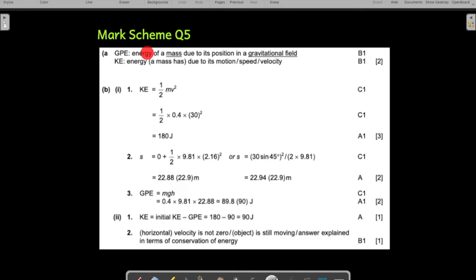Gravitational potential energy is the energy of a mass due to its position in a gravitational field, and kinetic energy is the energy due to the motion, speed or velocity. You can use any of these three terms. You don't have to use all three. Make a note of these two statements in your notebooks. It's very important you define them this way. That's precisely how Cambridge expects you to write the definition. There is no other way, which means you have to spend some time to memorize it.